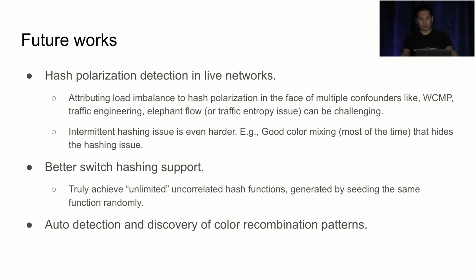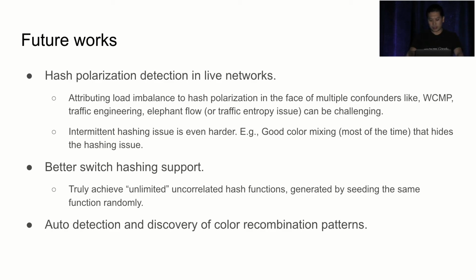There's an even harder problem, which is intermittent hashing issues, because due to some coincidental combination of your routing, you might occasionally have good color mixing, which might hide your hashing issue. But when you lose that color mixing, on some occasions, your service may see outages because now your hashing issues start surfacing. So this will be an interesting problem to do more research on.